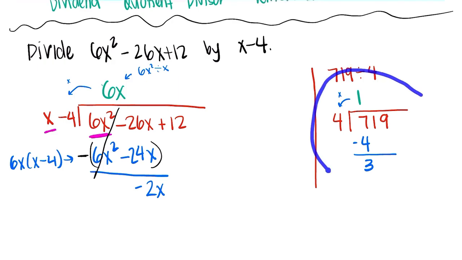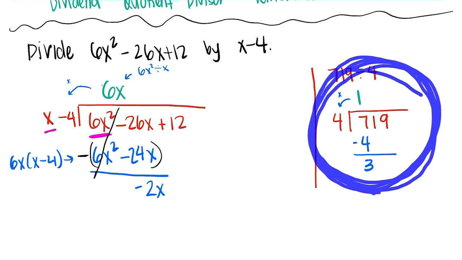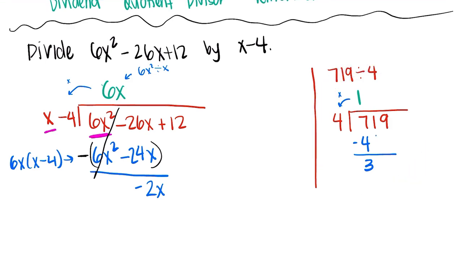What did we do next with this long division over here? We brought down the 1. And then after we bring down the 1, let's repeat that. How many times does 4 go into 31? It goes in there 7 times. So 7 times 4 is 28. Subtract. Gives me my 3. Bring down the 9. 4 goes in there 9 times. Nine times 4 is 36. And then we subtracted, gave me a 3.